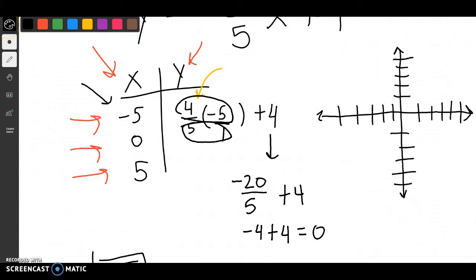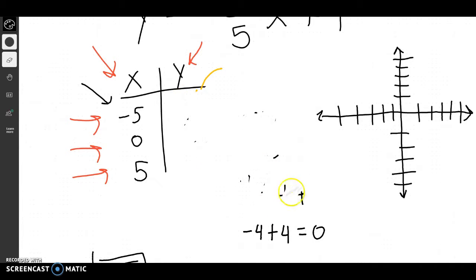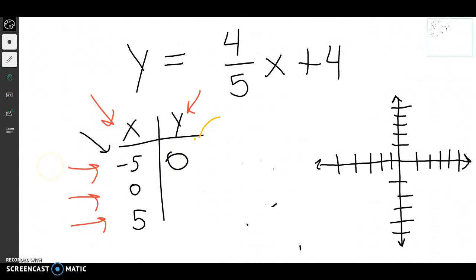So we did a ton of work right there. But this whole thing, if I erase all that work that I just spent all that time doing, this whole thing should just become 0. So I'm going to write that in. We'll do the same thing with the next one, so I'll plug in 0. This one, luckily, is easier to do because 0 times 4/5 is 0, and 0 plus 4 would be 4, so there's my next point.